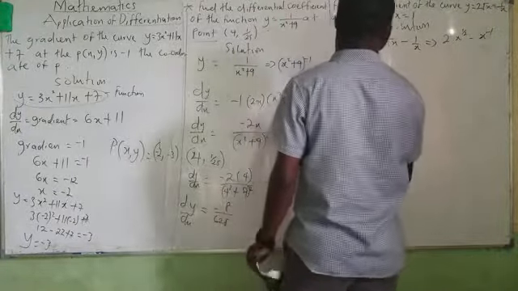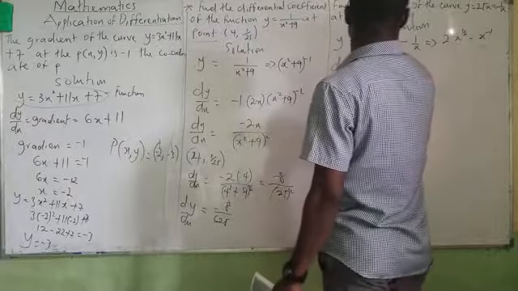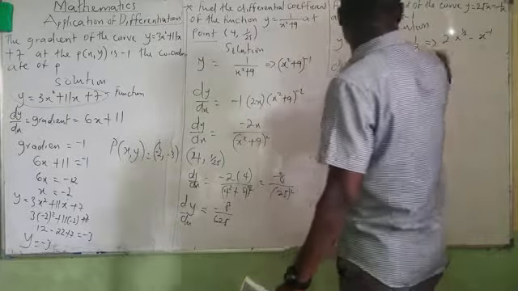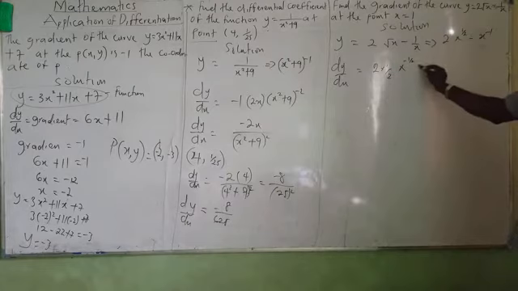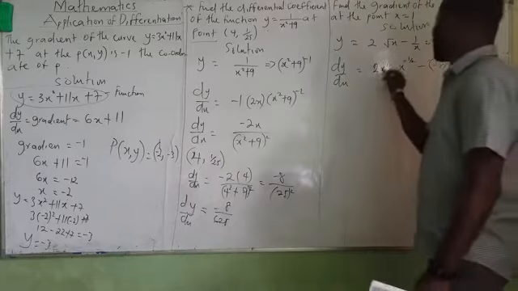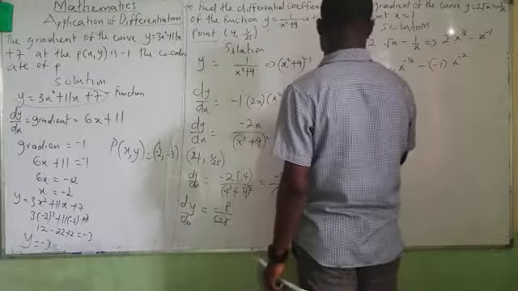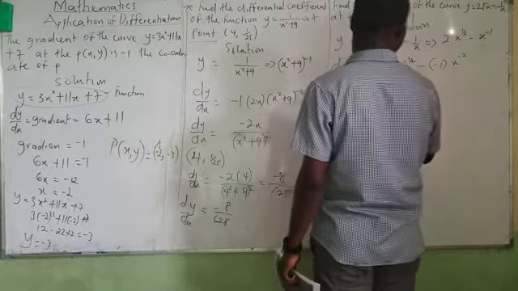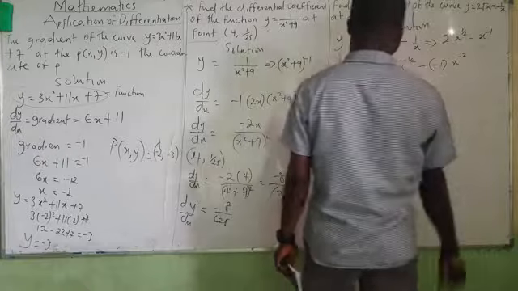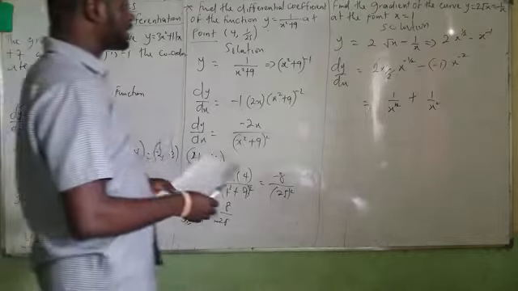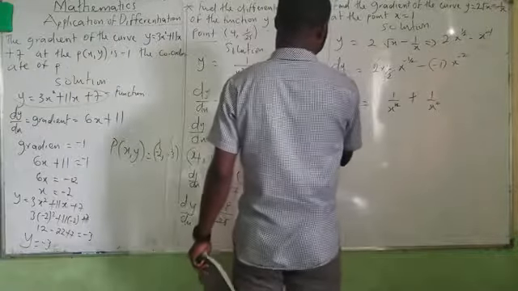dx equals, this will be 1 all over 2, and x raised to the power minus 1 over 2. I have minus 1 from the power, and this one will be minus 1 x raised to the power minus 2, which will cancel this. I'll be having 1 all over root x, 1 all over 2 plus 1 all over x squared. That is what I will be having there. Okay, I'm not making any mistake.